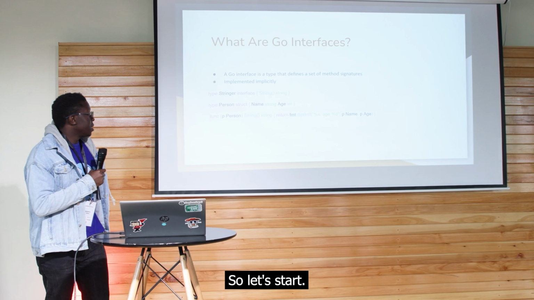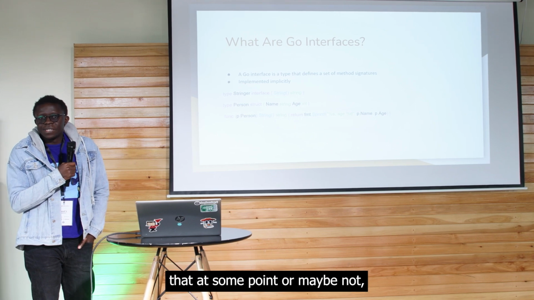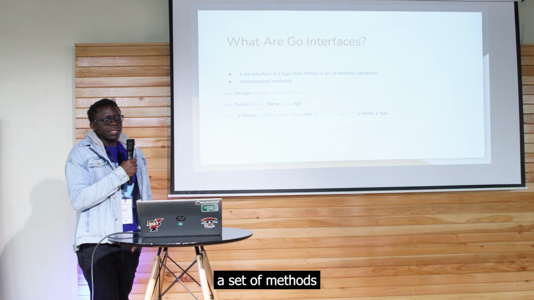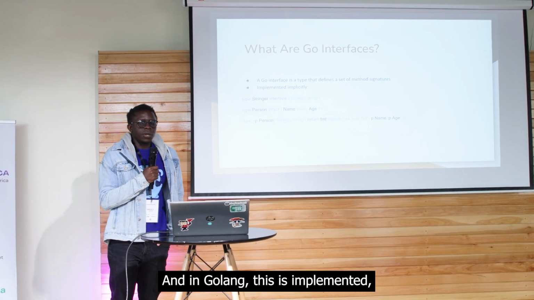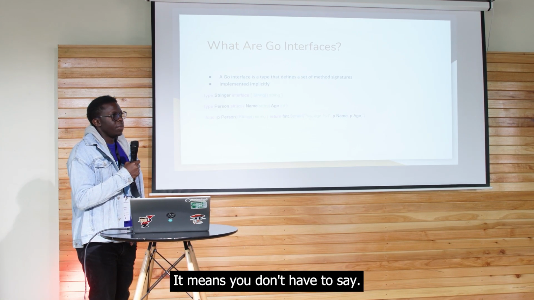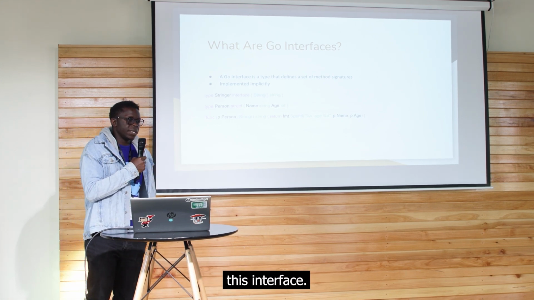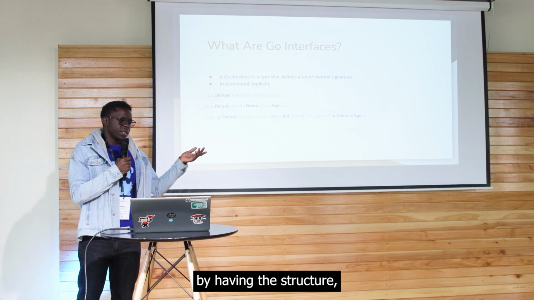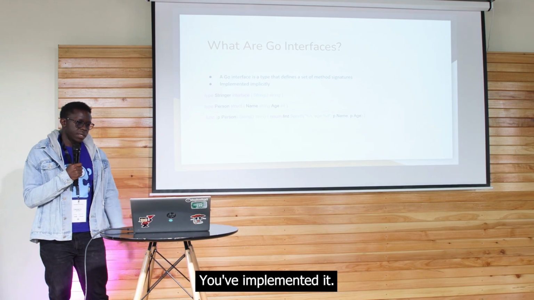Yeah. So let's start. What is an interface? I think everyone here has faced that at some point, or maybe not, but an interface basically defines a set of methods with their signatures. And in Golang, this is implemented implicitly. What does this mean? It means you don't have to say, this is an implementation of this interface. The satisfaction of the interface is by having the structure. Just by having the same structure that is defined in the interface, you've implemented it.